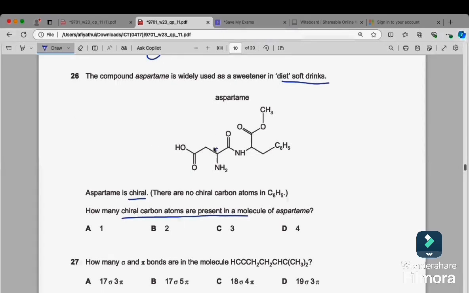Here you can see this is the chiral carbon as well as this is the chiral carbon. The reason is that it has 4 different groups, 1, 2, 3. Also, it has 1 hydrogen here. So 4 different groups are connected to the center. Over here also, 1, 2, 3. Also, you have another hydrogen which is connected to it. So these two are the chiral. So we can say the option is B.